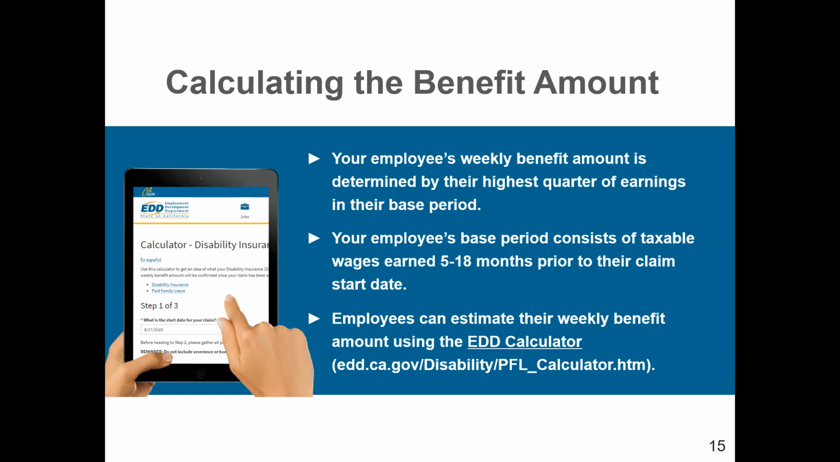So to begin calculating the weekly benefit amount, you must know that we use prior wages earned during a specific 12-month time frame, which we call a base period. And this base period is broken down into 4 consecutive quarters. The weekly benefit amount is then determined by the quarter with the highest wages earned within that 12-month base period.